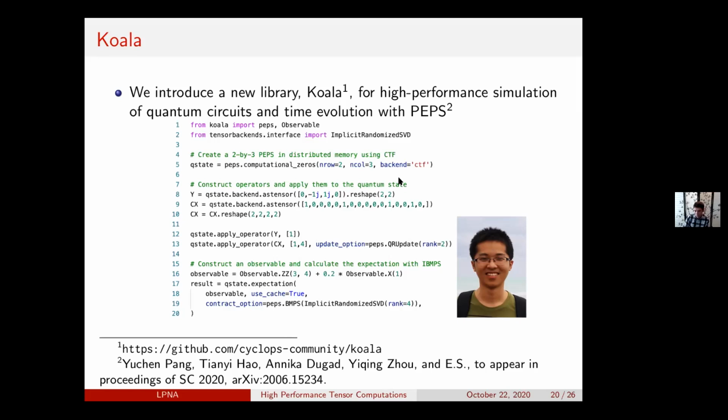What the Koala library does is to use some kind of backend, for example, Cyclops, but also it's capable of using a simple single GPU or simple NumPy backend. And it is able to generate quantum states that are then represented as a PEPS, as well as to apply operators such as gates, but not necessarily quantum gates, so they need not be unitary operators. And we can also do other types of tensor network simulation methods, which we evaluate in this archive paper.